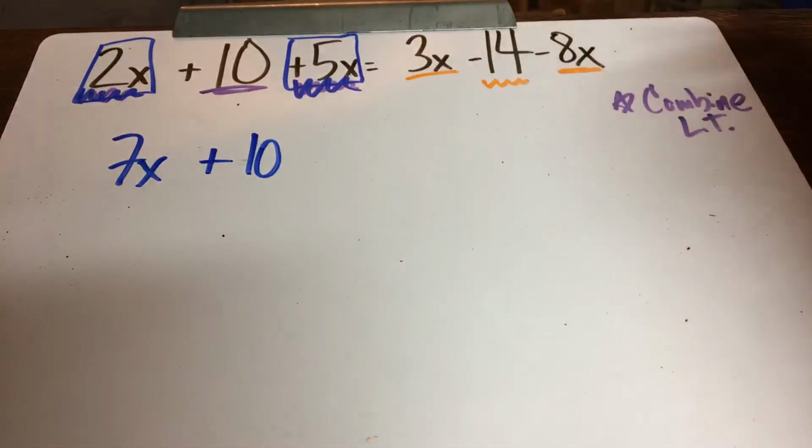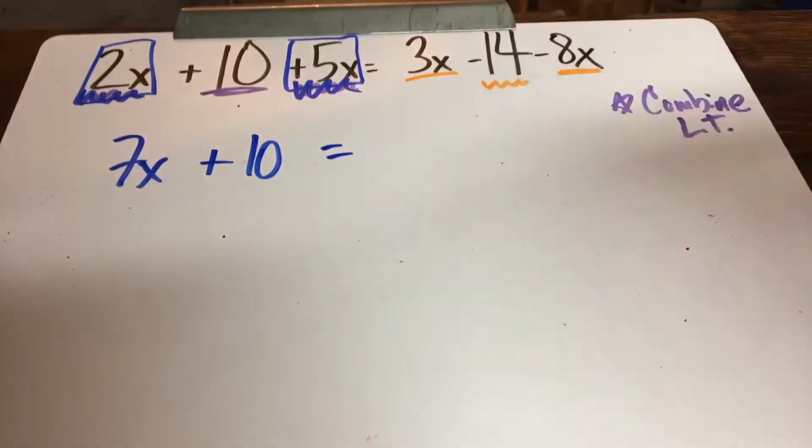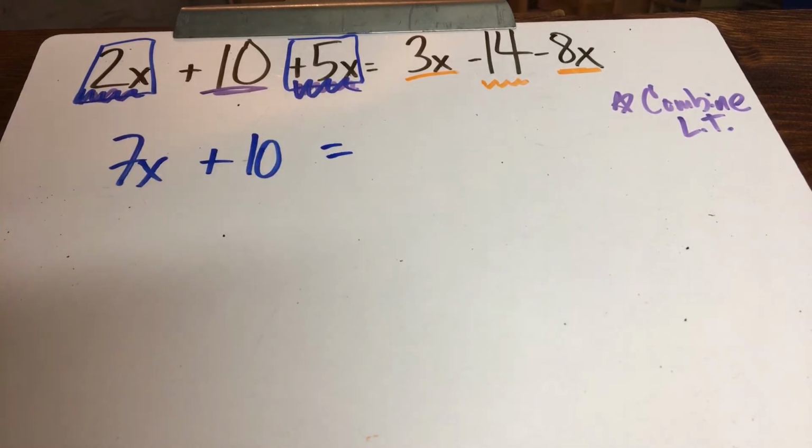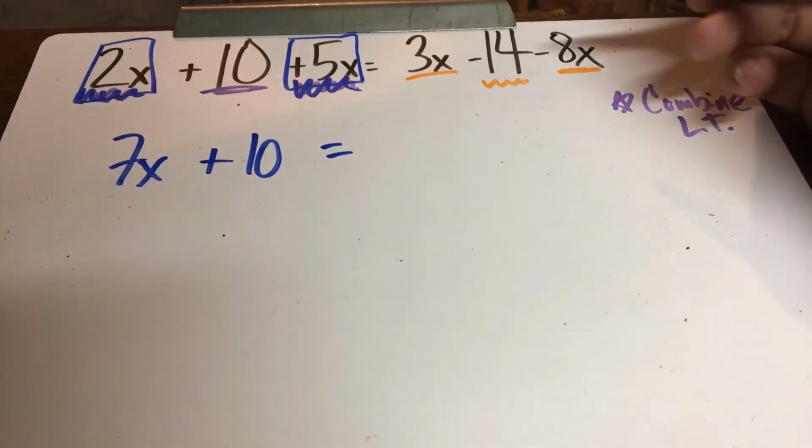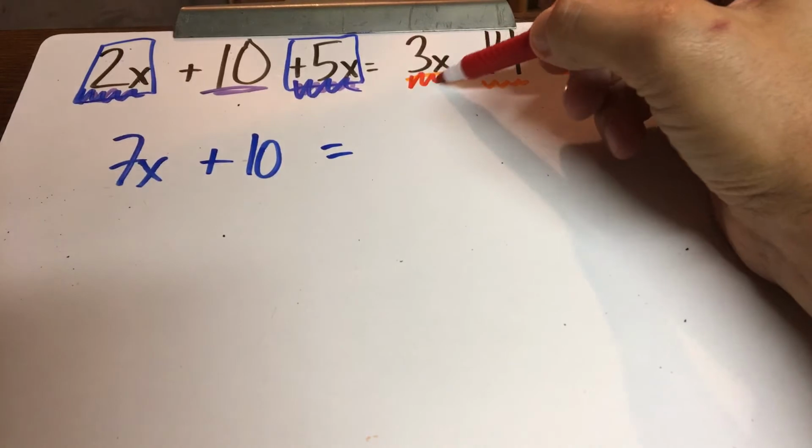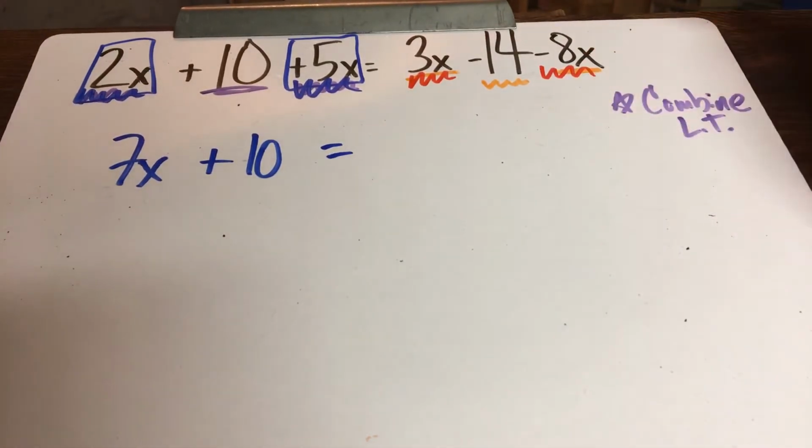I didn't have any other just plain old numbers on the left-hand side. Okay, you see how I only focused on the left-hand side. And now I want to only focus on the right-hand side. Over here I have an x and another x. I'm going to combine those.